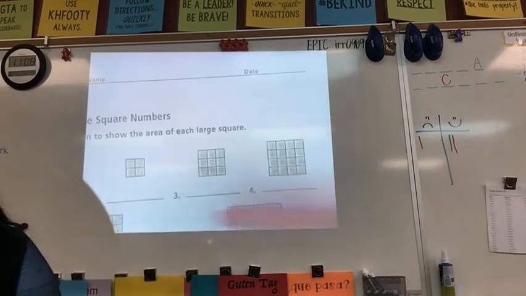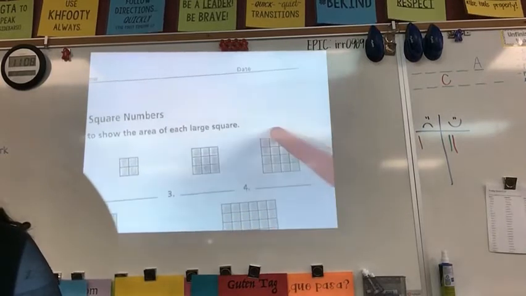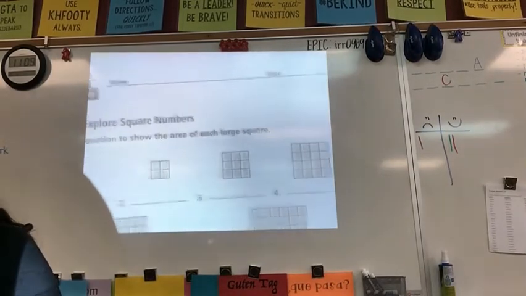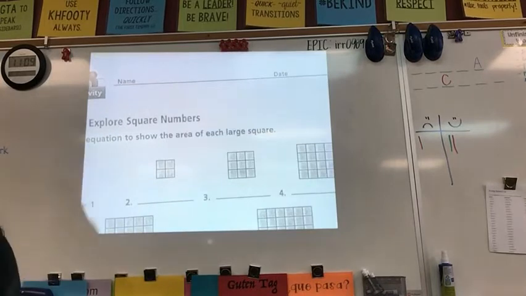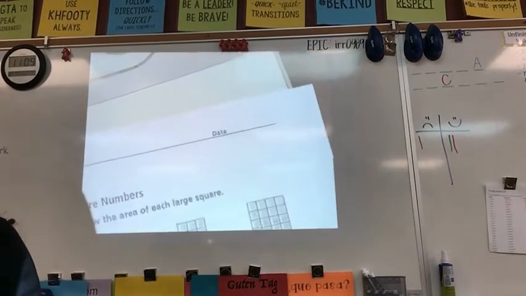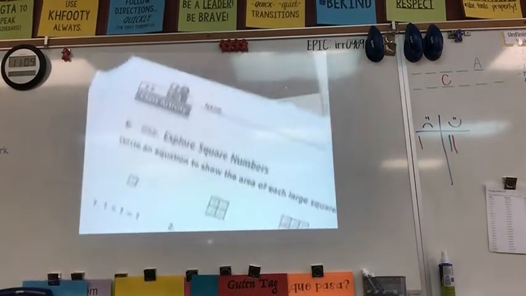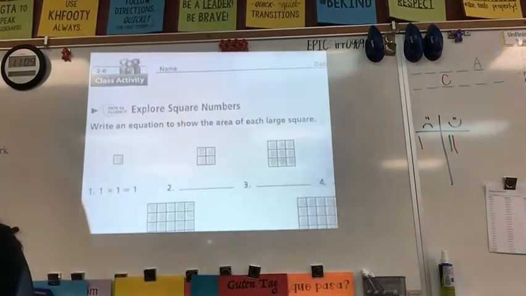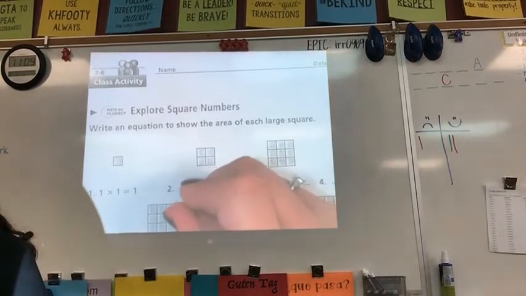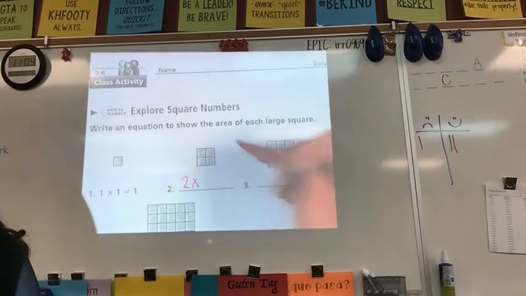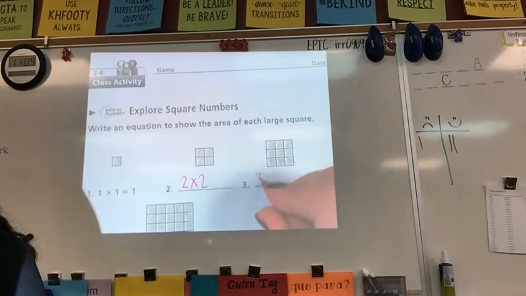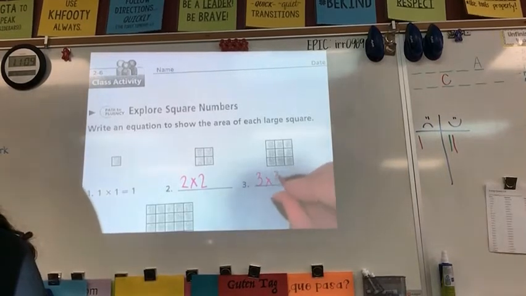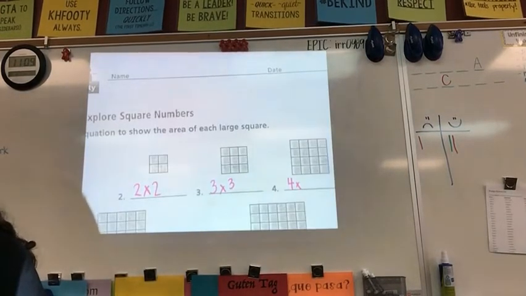So there's all of these squares. And if you notice, a square has the same size on every side, right? So this one is a 1 by 1. This one is a 2 by 2. Then it's a 3 by 3, and a 4 by 4.